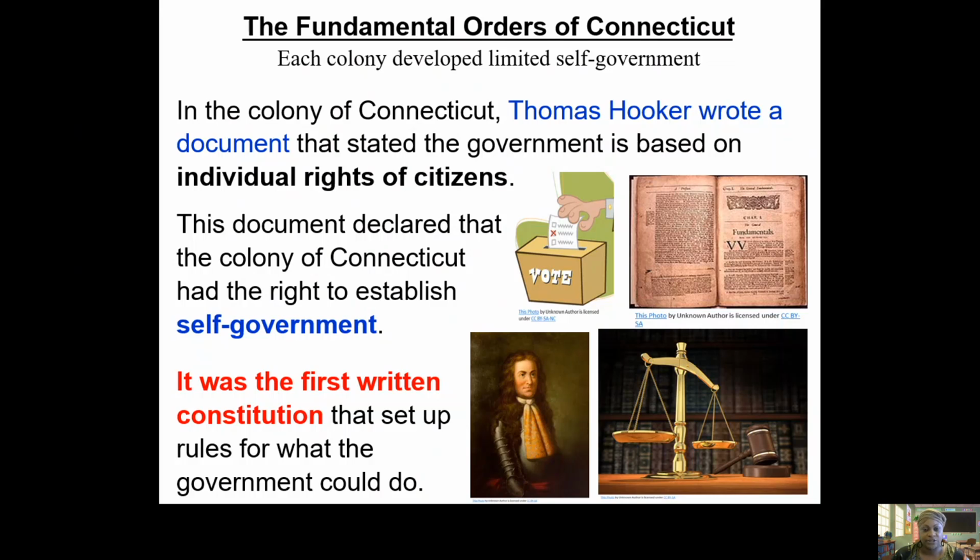Now remember, each group of colonists, they're coming up with a way to make sure they have law and order in their colonies. They're creating a form of self-government in their colonies.